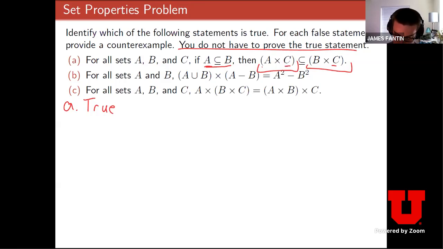Because for every value A, that Cartesian product A cross C is going to be contained since all of those elements were in B. So this statement's going to hold. It's just a little bit of intuition. And then what about B? Is that a true or false statement?